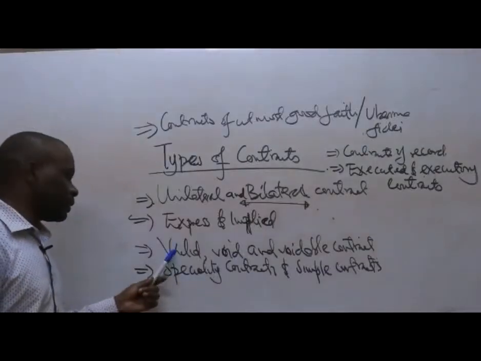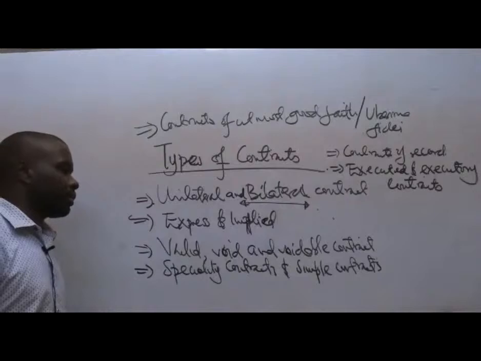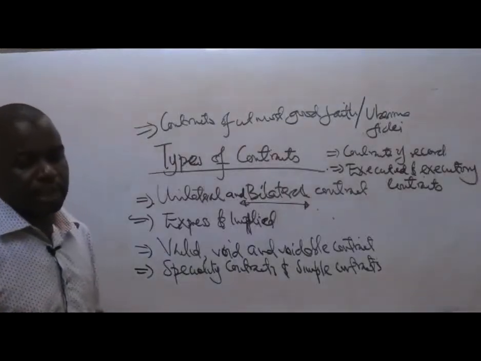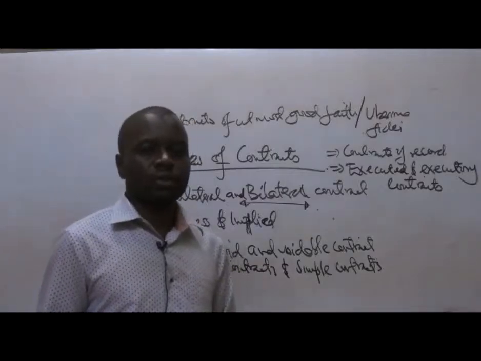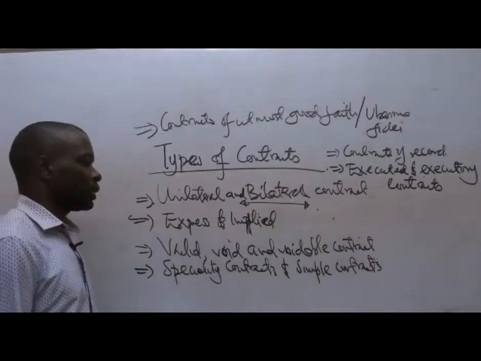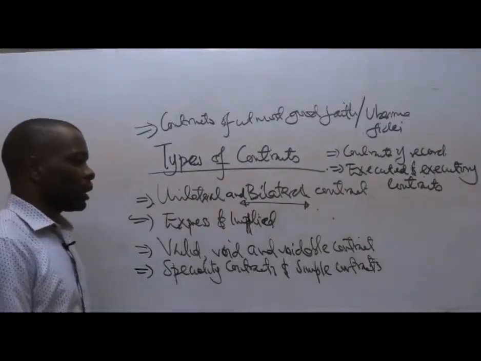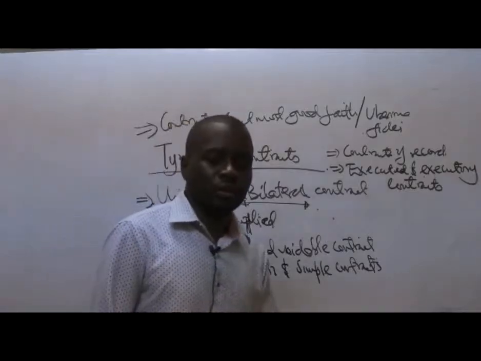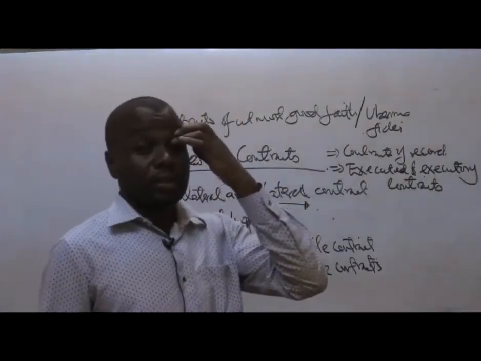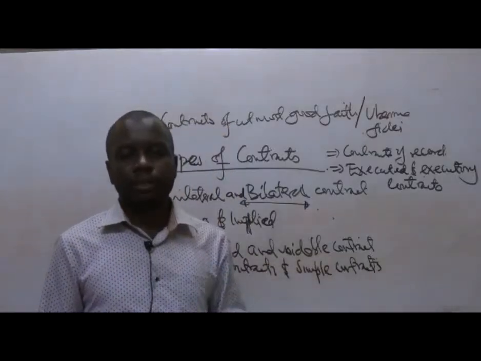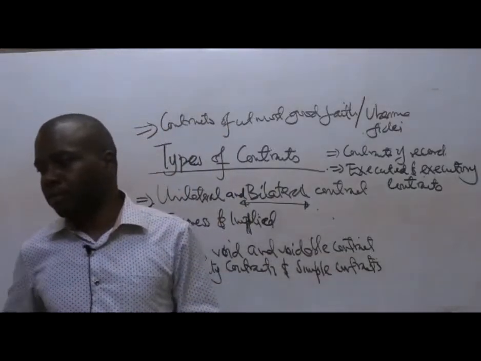So if it is valid, the essential elements are actually present. If it is void, it simply means that it doesn't have the essential elements of a contract. So it is a void contract or an illegal contract. Voidable is basically one where one of the parties has an option to avoid such a contract. So if you have the option under the terms, then we can term such a contract as an avoidable contract.